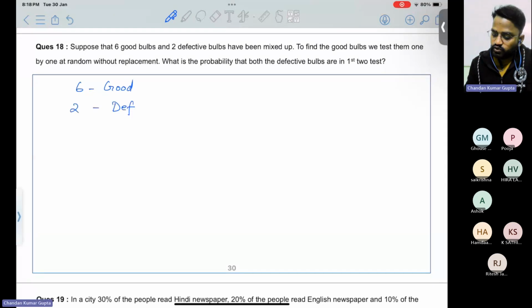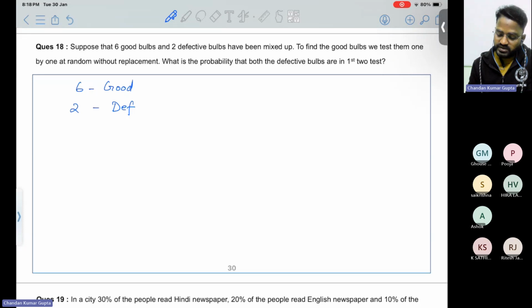Defective bulbs. To find the good bulbs, we test them one by one at random without replacement. What is the probability that both of the defective bulbs are in the first 2 tests? Since when we start testing, in the first test and in the second test, we get the defective bulbs. This is the case. So what are the possibilities?